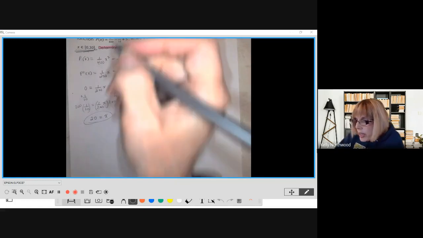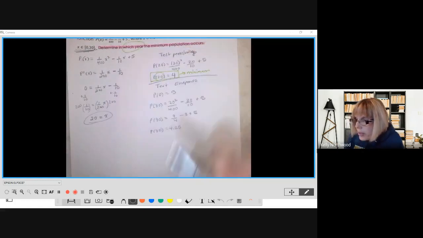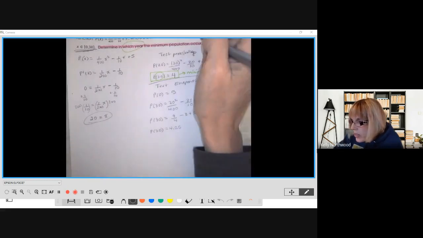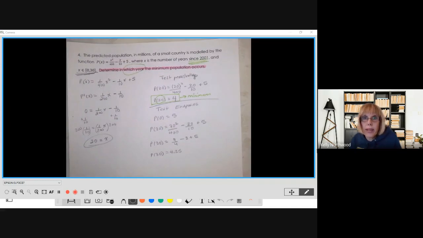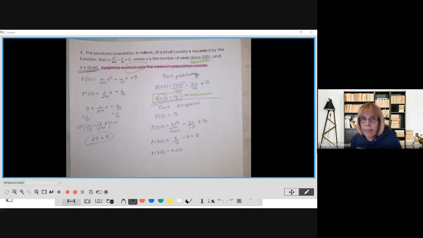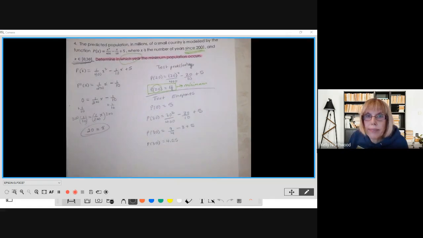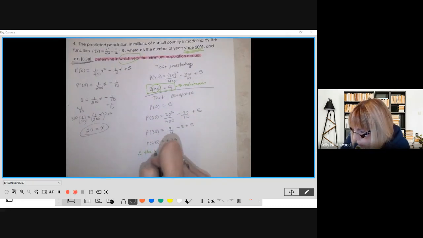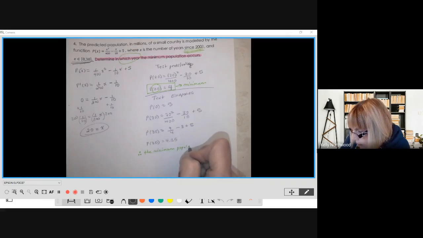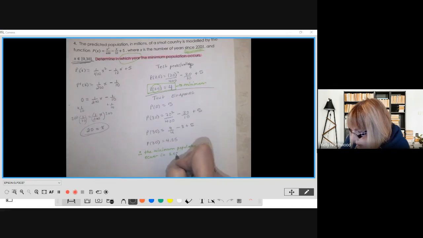But it asked in which year. So year 20, but it's since 2001. So that means 20 years after 2001, which is this year, 2021. So therefore, the minimum population will occur in 2021.